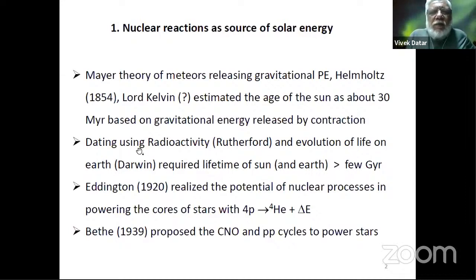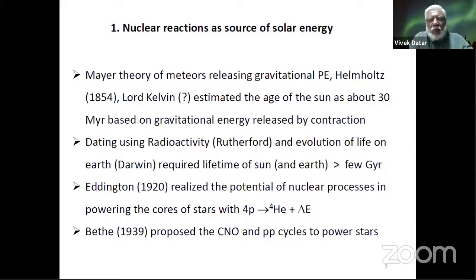And Rutherford already showed using the radioactivity of uranium that the Earth is about 4.5 billion years old. And if the Earth is about 4.5 billion years old, the Sun has to be equally, if not more, older than this, 4.5 billion years. So Eddington quickly realized that nuclear processes have the potential of powering the cores of stars, and the Sun is one such star. And so if you combine 4 protons, and we'll come to the reactions, it's not that 4 protons actually combine in one go and produce a helium-4, but they go through a series of reactions.